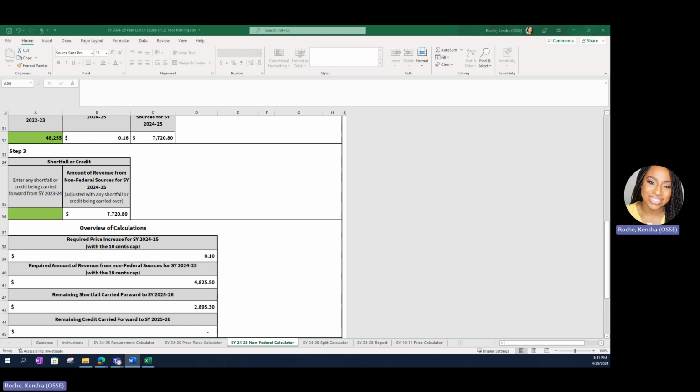The third option is to use a combination of raising paid prices and using non-federal funds. SFAs may want to choose this method if they do not have enough non-federal funds to cover the required increase, but also do not want to raise paid prices the required full amount. If this method of meeting the requirement is chosen, fill out the school year 2024-25 split calculator.